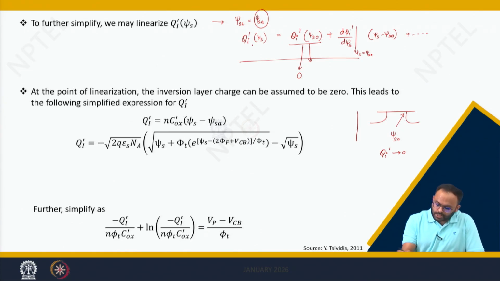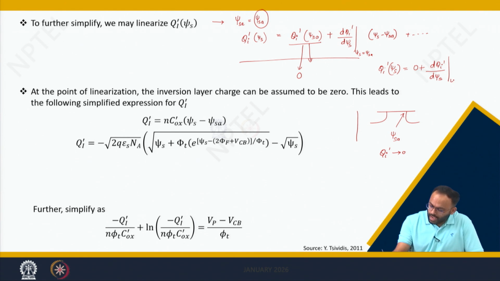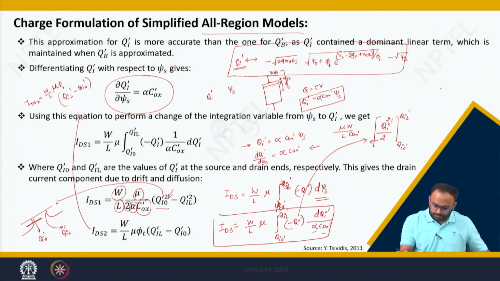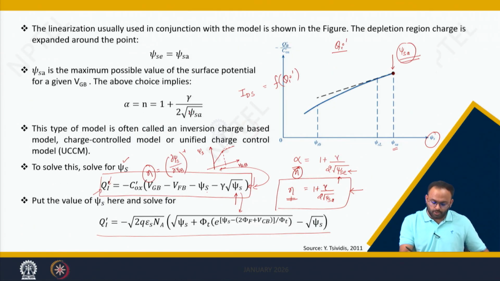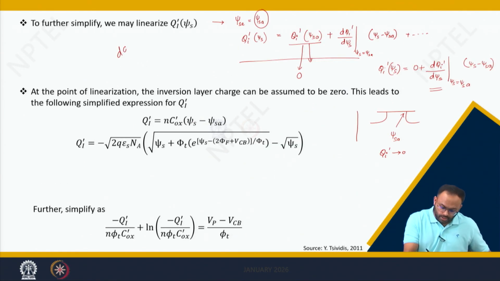That is, Qi dash of psi s, which is a nonlinear function of psi s, can be rewritten as 0 plus dQi dash by d psi s at psi s equals psi SA into psi s minus psi SA. Now what is this? We have seen in the previous slide that dQi dash by d psi s is nothing but alpha into Cox dash.